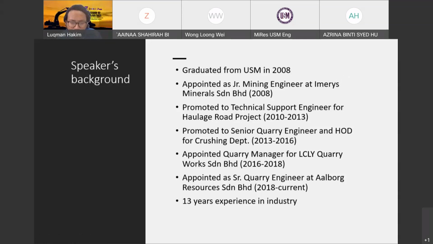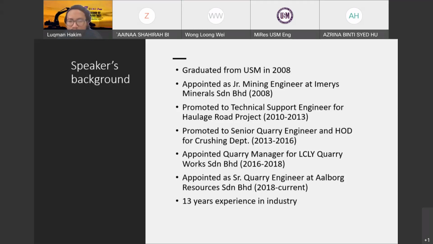Kemudian saya dipromote kepada HOD, head of department untuk crushing department. So crushing department ni basically untuk plant crusher. Di Emiris dulu kita ada satu plant primary dan satu plant secondary, jaw crusher dan juga cone crusher. So saya jadi head of department untuk crushing and screening. Kemudian saya berpindah ke local contractor, quarry contractor, yang dikontrak as quarry manager untuk LCLY Quarry Works selama 2 tahun lebih, 2016 hingga 2018. Kemudian saya diterima masuk sebagai senior quarry engineer di Albok Resources Sdn Bhd.